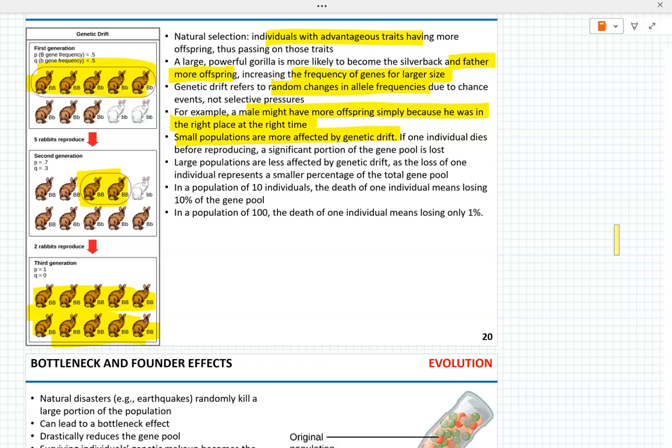So you can see that the smaller populations are more affected by genetic drift. Think about this. If one individual dies out of a small population, it reduces the gene pool much more significantly than the death of one individual out of a large population. For instance, if we have a population of 10 individuals, death of one individual means losing 10% of the gene pool. In a population of 100, it means losing only 1%.